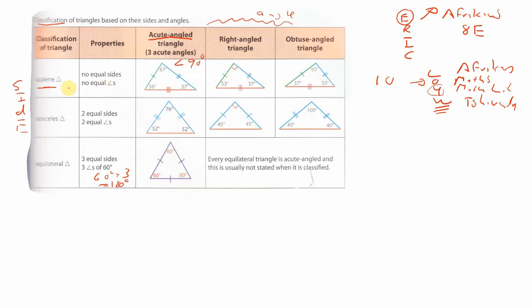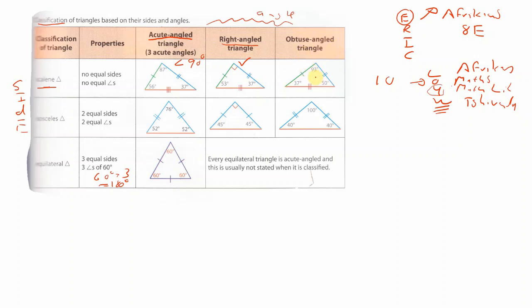The next scenario for scalene triangle, where all the sides are unequal, is that in fact we have one 90-degree angle. So this is the symbol for the 90-degree angle. We call a 90-degree angle a right angle. So this will be an example of a right angled scalene triangle.